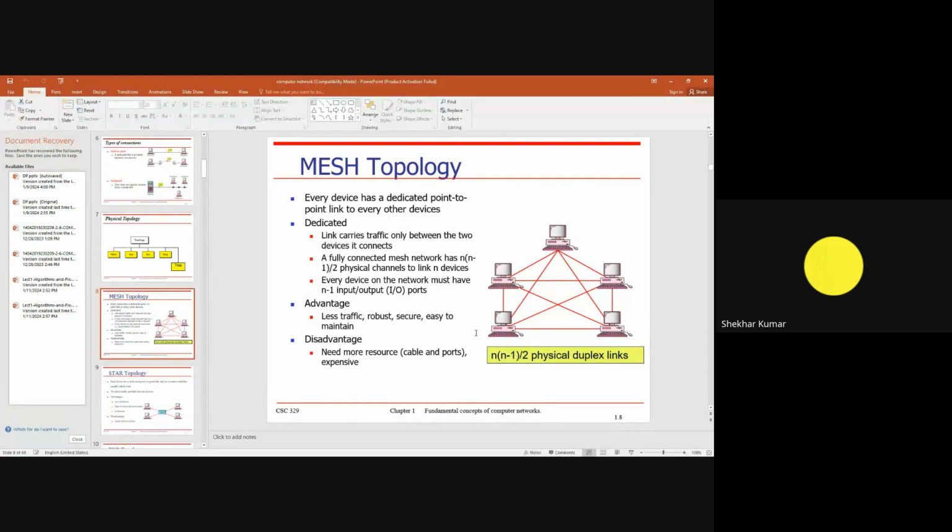But there are some advantages and disadvantages of a dedicated link. Sometimes it is asked in the objective question paper: how many physical links are required in a complete mesh topology? There are n into n minus 1 by 2 physical channels to link n devices in the mesh topology. It is a very important question.